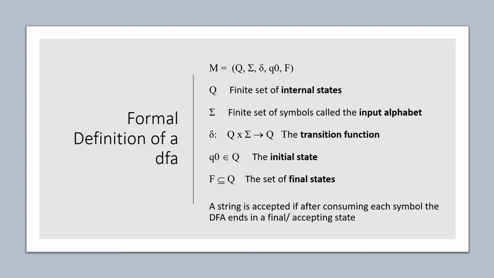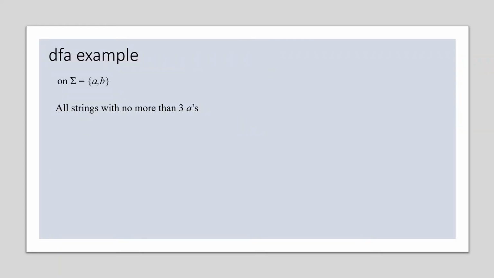A string would be accepted if, after consuming each symbol, the DFA ends in a final or accepting state, which is a state with the double ring. All right, so here's an example. We have a DFA and our alphabet is A, B, and our language is going to be all strings with no more than 3 A's. This is where you would do a proof by construction. If you could create a DFA that accepts all strings with no more than 3 A's, then that would be a regular language.